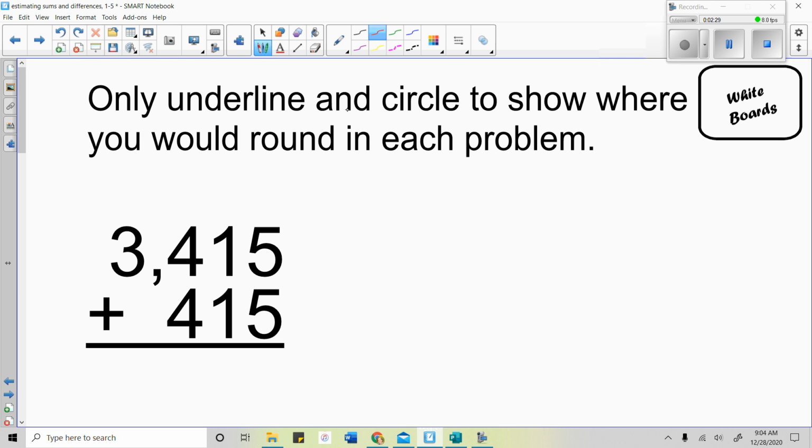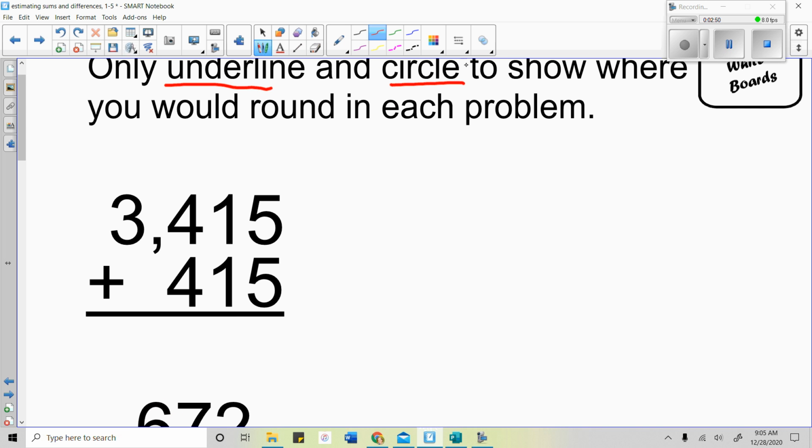Starting out, we're going to do some problems and you can work them out and then pause. Write this problem down here and I want you to underline and circle to show where you would round each problem to, but I don't want you to actually solve. I just want you to underline and circle. So first, copy the first one down, underline and circle. I would pause the video after you've copied it and then unpause it to see if you got it right. You should have underlined and circled the hundreds place because they both have a hundreds place.